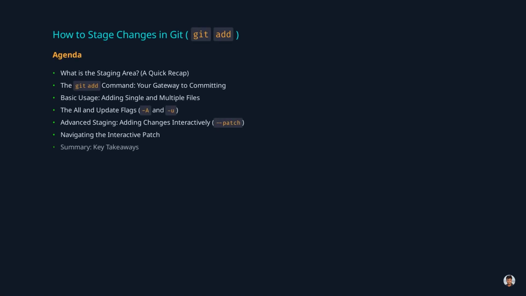In this video, we will explore one of the most fundamental commands in Git, git add. We will learn how to use it to prepare or stage our changes for a commit. First, we will quickly recap what the staging area is and why it is so important in the Git workflow. Then, we will introduce the git add command as the bridge between your working files and your repository's history.